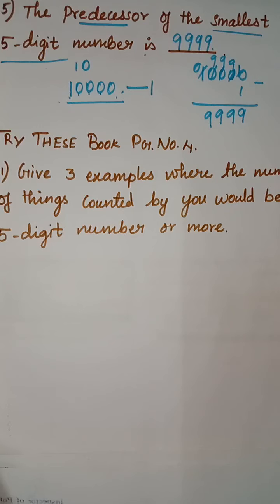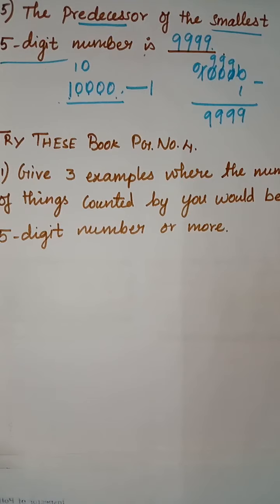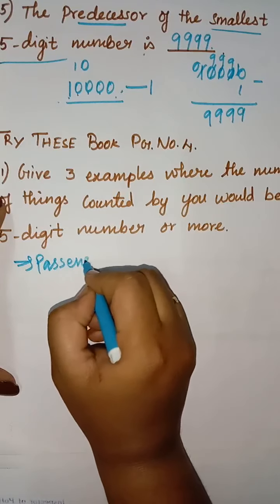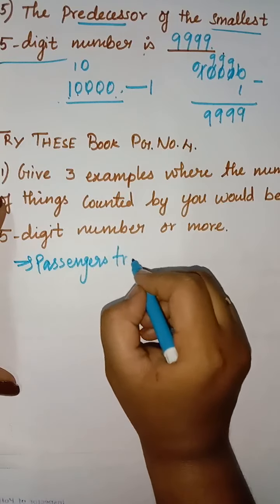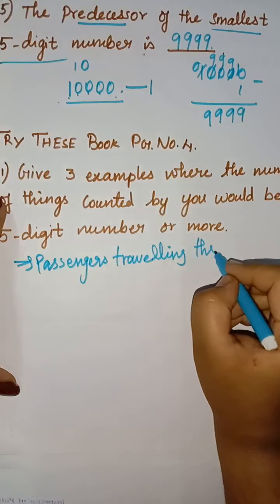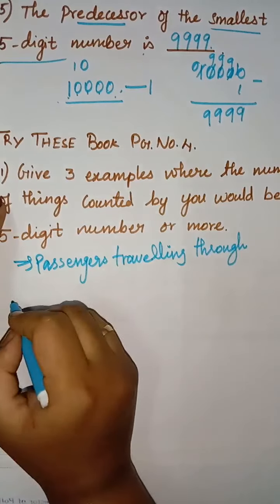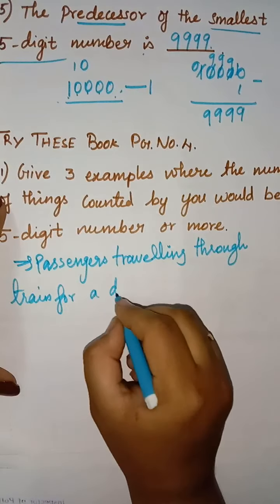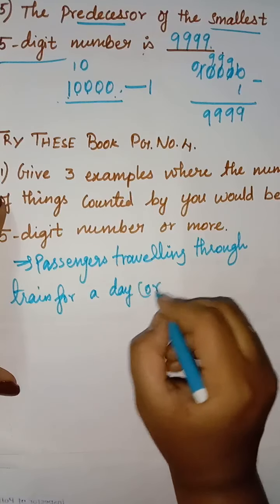Okay, now our answer should be a 5-digit number or more. Now I will give you one example first. That is passengers traveling through train for a day or a week.